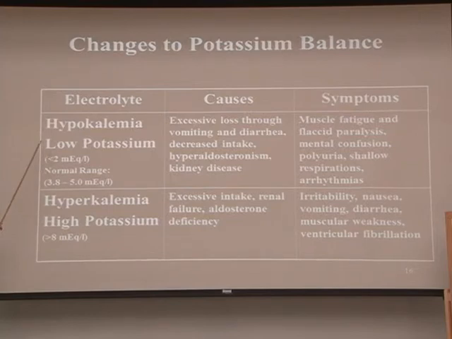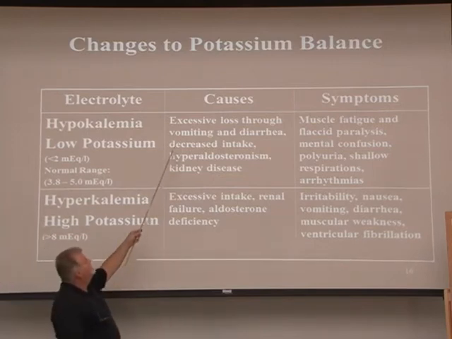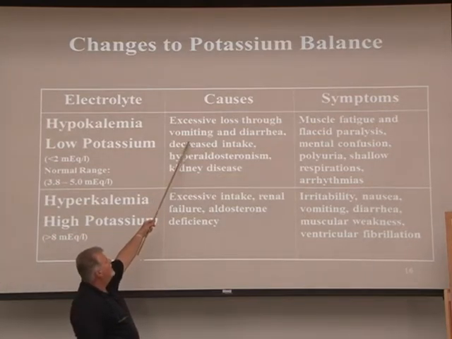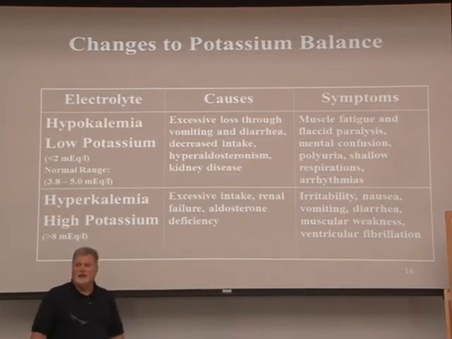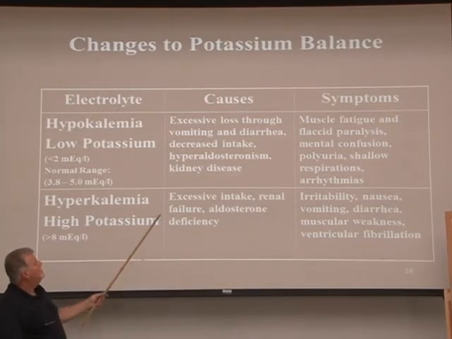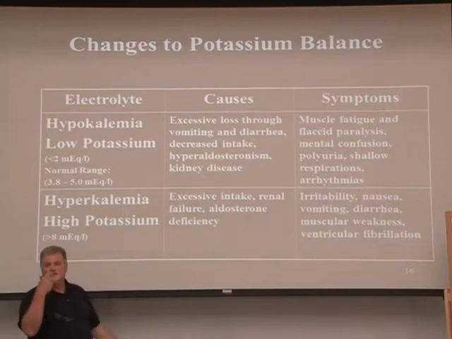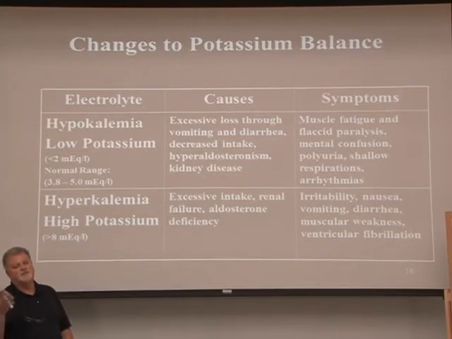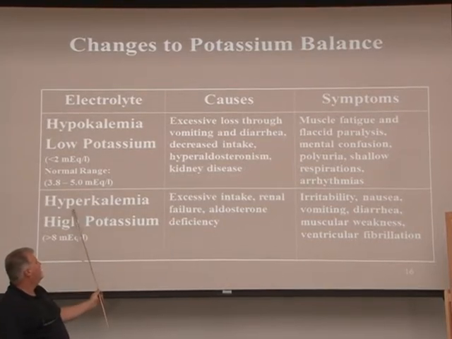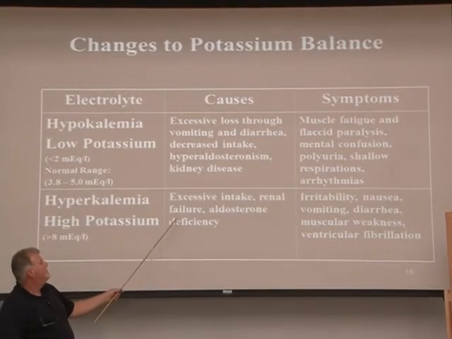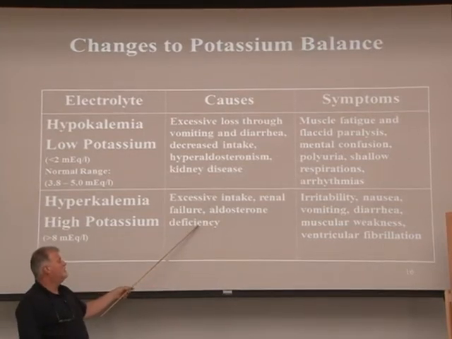So again, low potassium is hypokalemia, high potassium is hyperkalemia. Causes of low potassium include excessive loss through vomiting and diarrhea, and a decrease in intake of potassium, like you just ate bananas and won't eat bananas anymore. Then hyperaldosteronism, that would be too much aldosterone. I'll show you why in a second. It's really very interesting. Now, excessive intake would be you love bananas, renal failure, or aldosterone deficiency.